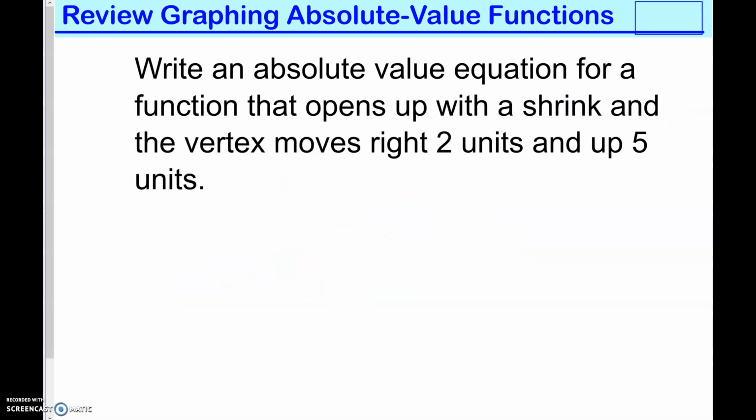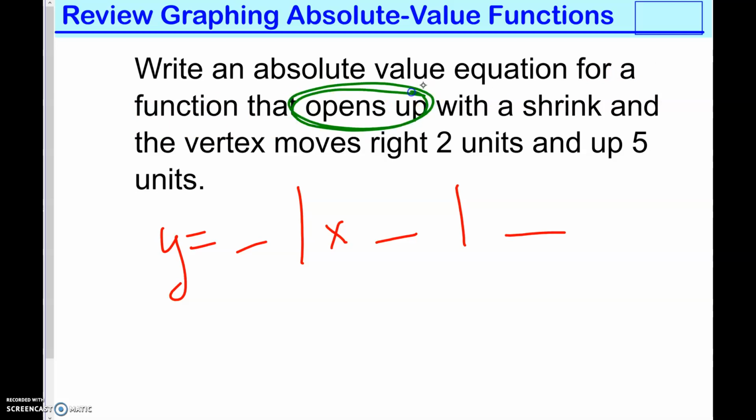All right, I think we made it to the last question here. And this one's asking us to write an absolute value equation. And on the homework and your test, there's going to be those 3 blanks, and you're going to be dragging some stuff in. So let's see what it says. It is a function that opens up, so that's important. It opens up with a shrink, okay? Opens up and is a shrink.